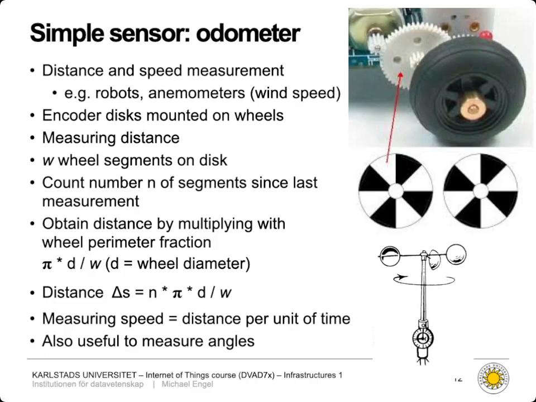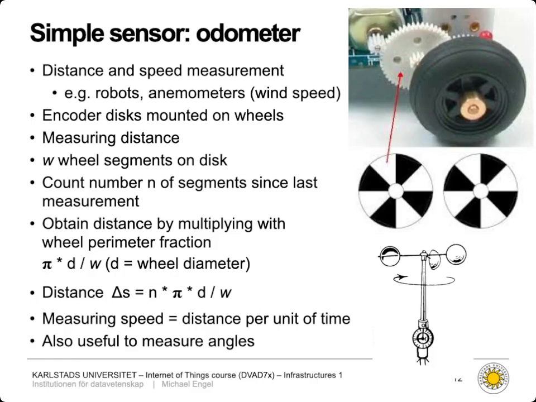And this encoder disk just has segments that are alternatively colored black and white. And you shine a light on that segment disk, and either it's reflected when it hits the white segment, and then you can measure it using a photodiode, or it's not reflected when it hits the black segment. And then by counting the number of changes between light and dark, so reflection and non-reflection, you can first measure the distance, because you know each rotation of the wheel covers a certain distance.